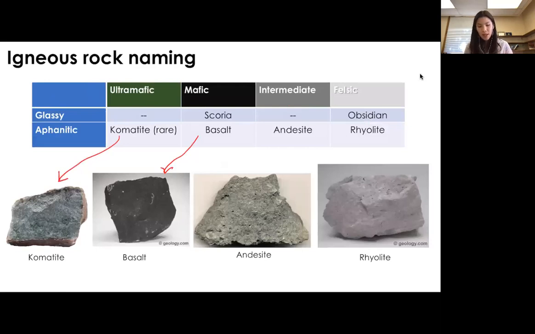In the intermediate category, the fine-grained intermediate rocks are called andesite, and our fine-grained felsic rocks are called rhyolite. And you can see nicely here, despite the same texture, some strong color trends where we have, again, our felsic rocks that we expected to be fairly light are indeed light, and the rocks get darker in color to mafic, and then green for ultramafic.